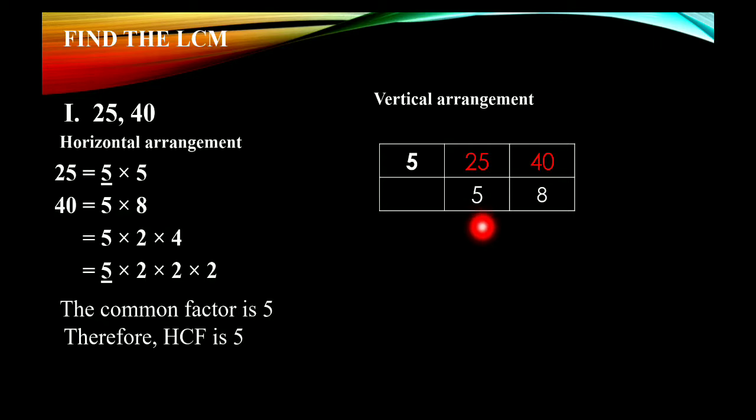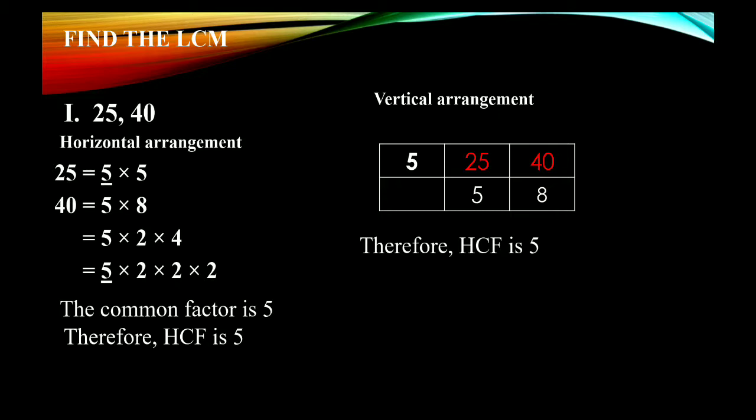Further, we have to check whether 5 and 8 are divisible by any other number. 5 is divisible by 5, but 8 is not divisible by 5. So here we will stop the factoring. Therefore, the HCF is 5.